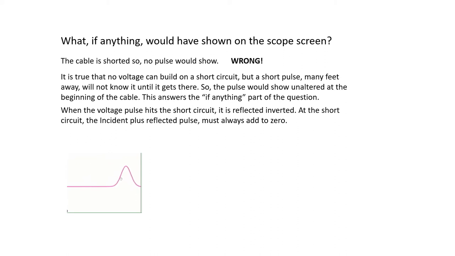When the voltage pulse hits a short circuit, it is reflected inverted. At the short circuit, the incident plus the reflected pulse must always add to zero. The oscilloscope screen must have looked something like this.